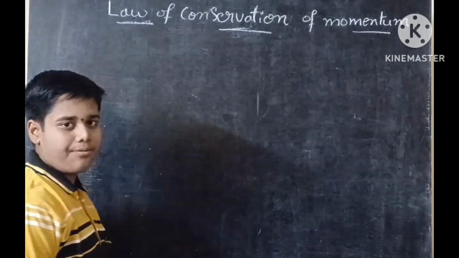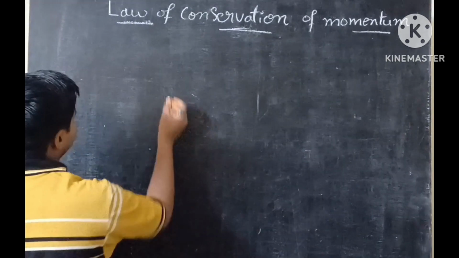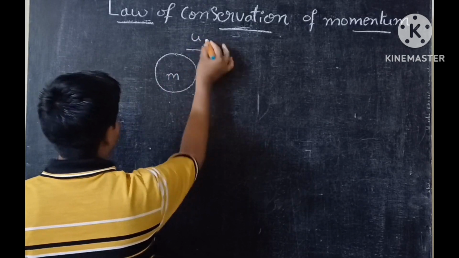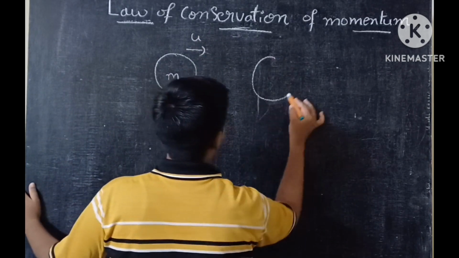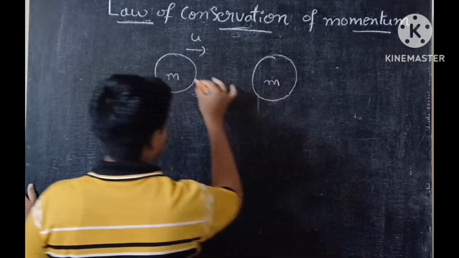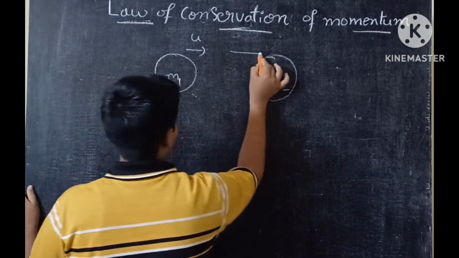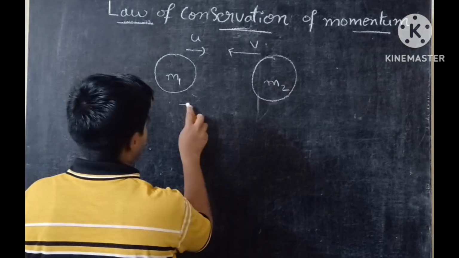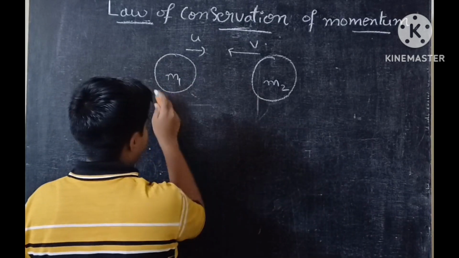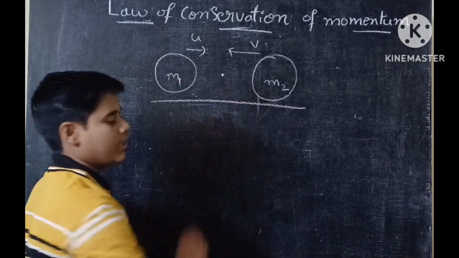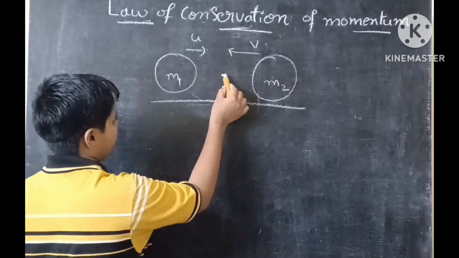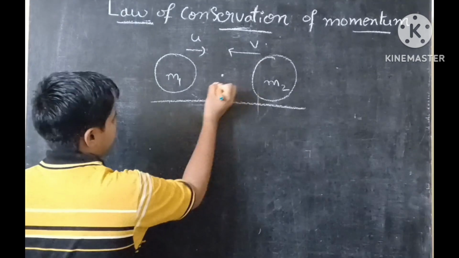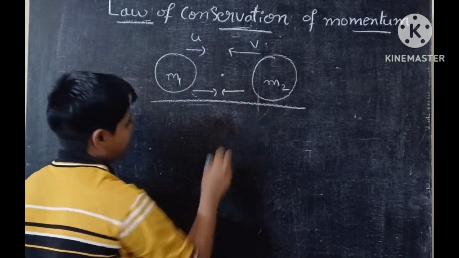So here, law of conservation of momentum means, if I take one body like this moving with u, and another object, this is m1, this is m2, moving with v velocity. Okay, so if you see, these collide at one point. This is the point before collision, and after collision, this is also a point. So at this point they will meet and collide.